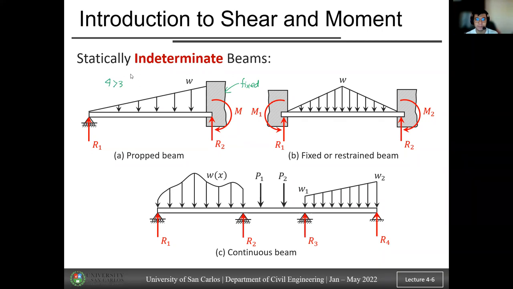Okay, so that is indeterminate. And then this one, you have six unknowns against three equations. Six, because you still have a horizontal component in the fixed support of your restrained beam. Same goes here, you have four unknown reactions, and again you only have three equilibrium equations.